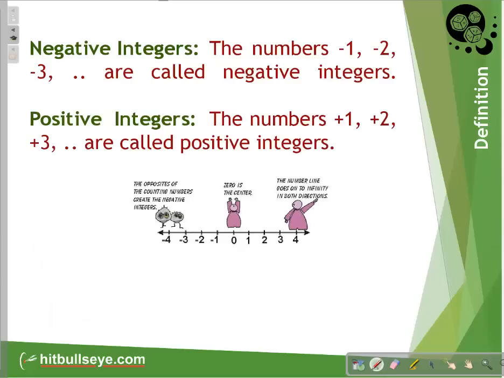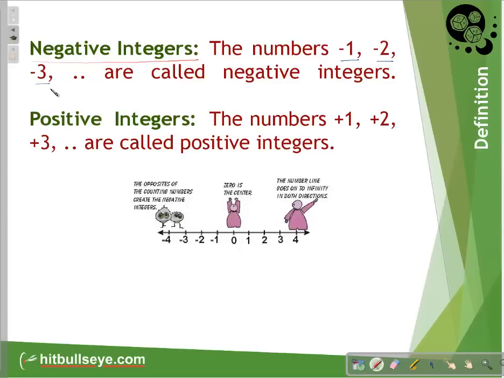Now we can talk about two types of integers. One is called negative integers and another is called positive integers. What do you mean by negative integers? The numbers -1, -2, -3, they are called negative integers. We are using a negation sign here. Positive integers, the numbers +1, +2, +3 and so on, they are called positive integers.